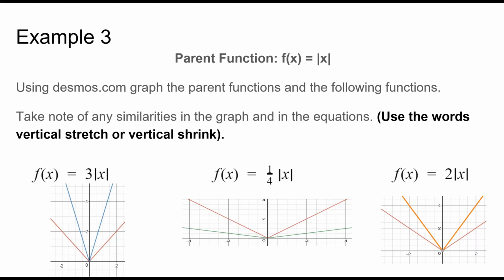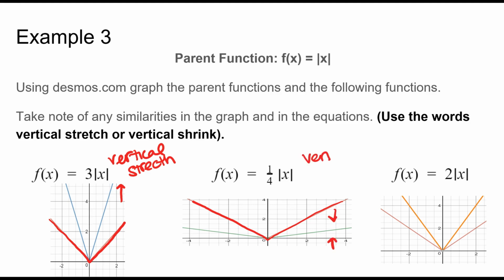All right, so when we've got this function here, our red function is our parent function, and this graph has been vertically stretched to make it more narrow. So this is a vertical stretch. Here, our parent function is in red, and this has been vertically shrunk to look wider. This is a vertical shrink. Our red graph is our parent function. Our orange graph has been vertically pulled, so this is a vertical stretch. It looks more narrow. So let's take a look.